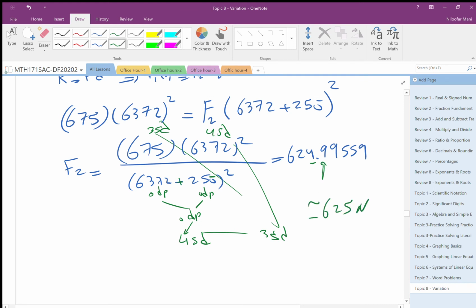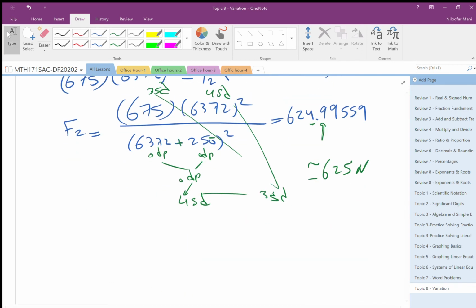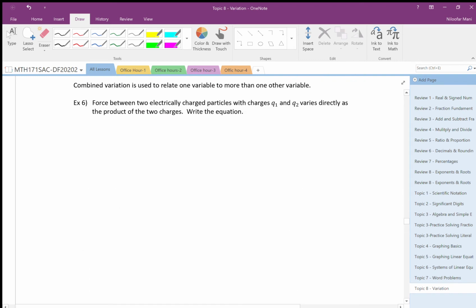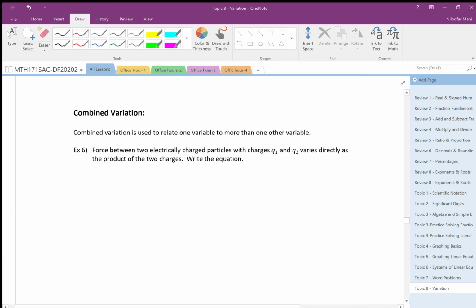When it is on the Earth, I have to consider just the distance to the center of the Earth. But when it's above, 250 kilometers, then I have to add that. Then I can solve. Then I have to write the conclusion sentence. Don't forget that. You have to do that. Conclusion homework.